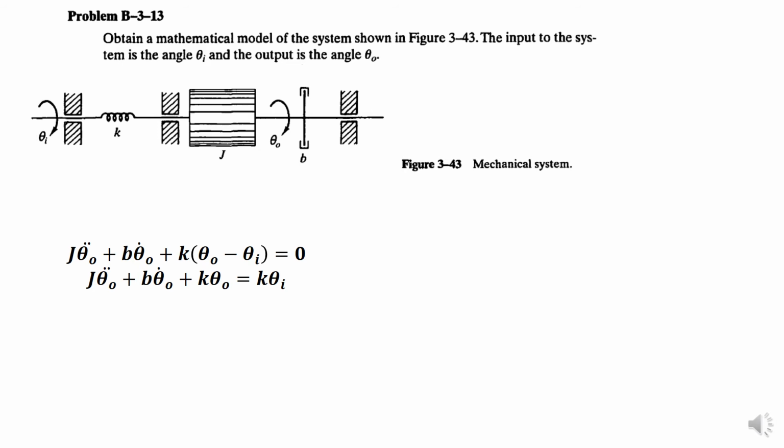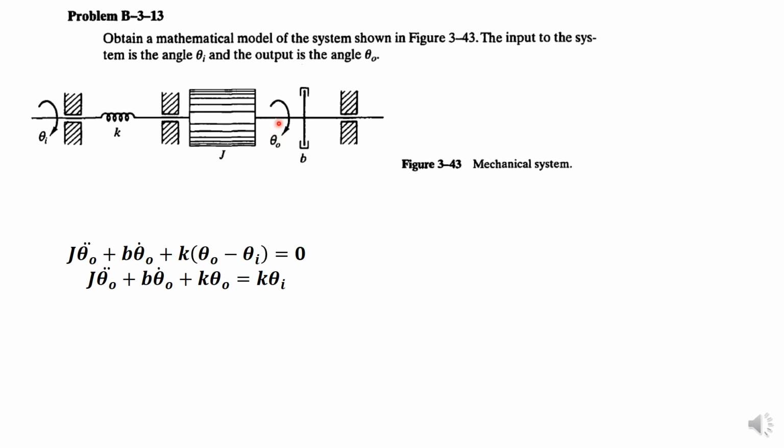So this is the problem. If we want to model a rotation system like this, we have an input, theta I, and the output, and after a spring, we connect to a mass. We have a moment of inertia, and we also have a damper. It will be fixed on the ground. So then we will have the output theta O.